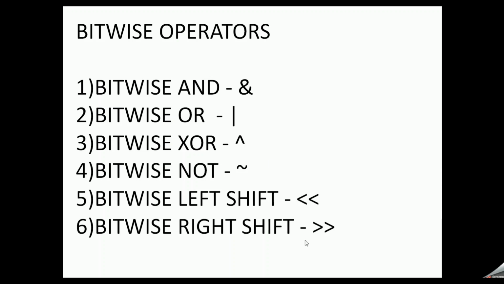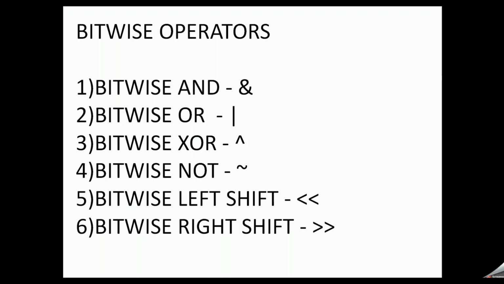There are 6 bitwise operators. The first one is the bitwise AND, which has the symbol ampersand. The second one is the bitwise OR, which has this symbol, that is a line symbol. Then the third is the bitwise XOR, which is the exponential symbol. The fourth is the bitwise NOT or complement, which is this particular symbol. Fifth is the bitwise left shift, which is the less-than symbol twice. And then the bitwise right shift, which is the greater-than symbol twice. So these are the various bitwise operators present in the Python programming language.